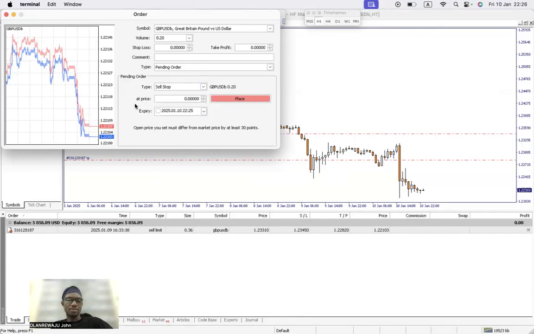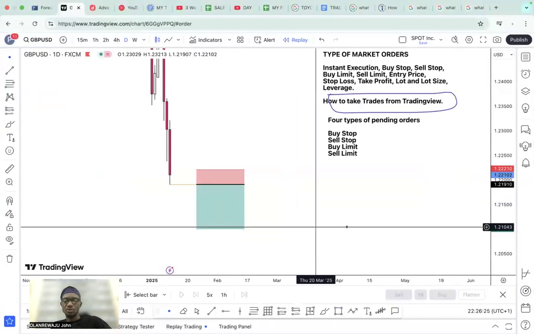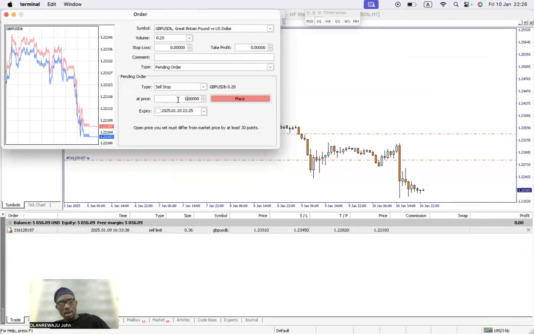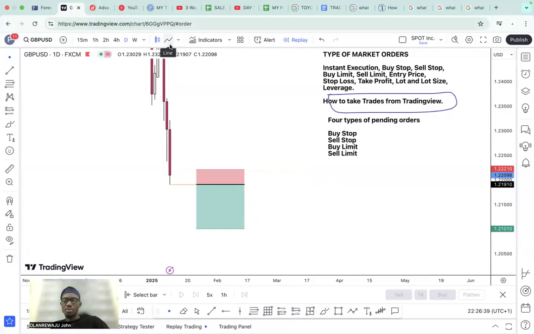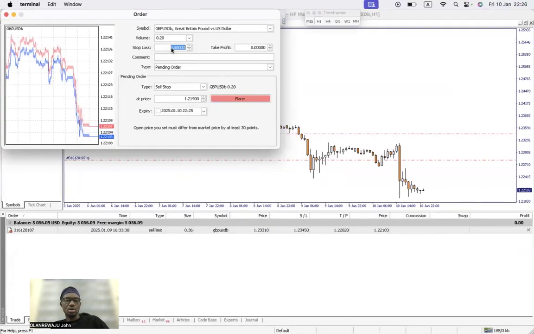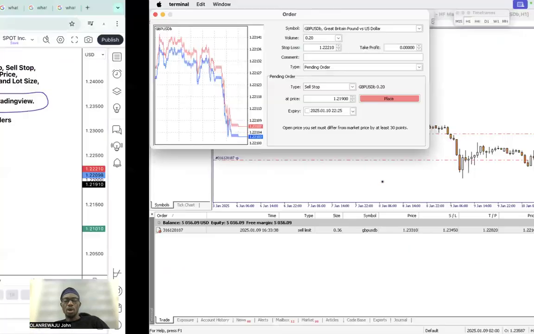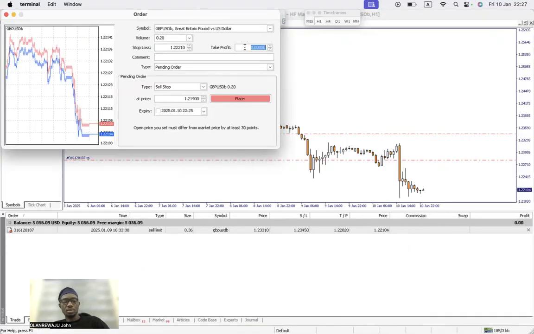Then I come in here. Can you see at price? That's the future price. So what's the future price? 1.2190. So I put it there. Then I put my stop loss. What's my stop loss? 1.2221. That last zero is the pipette, if you remember. So I often don't do anything with pipettes. And what's the take profits? 1.2101.